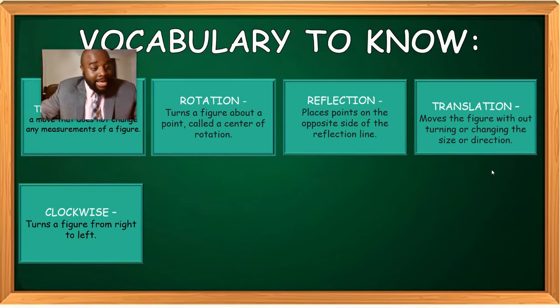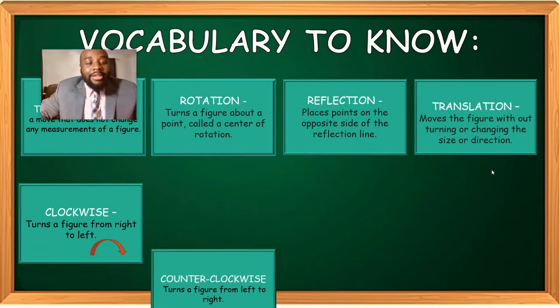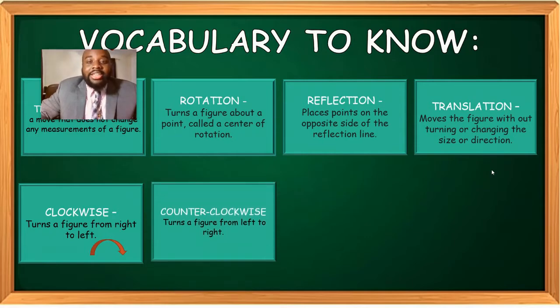Then we have clockwise. You have to remember that clockwise turns the figure from right to left. So when you look at a clock, you know which direction the clock goes, right? But then we have counterclockwise. It's going to do exactly the opposite of what clockwise does. So instead of going from right to left, it's going to go from, you got it, left to right. Good job. So let's remember that.